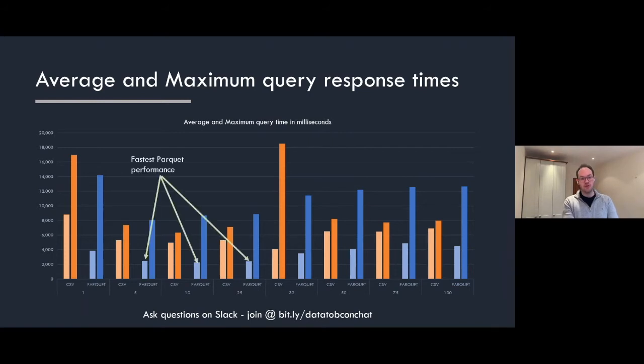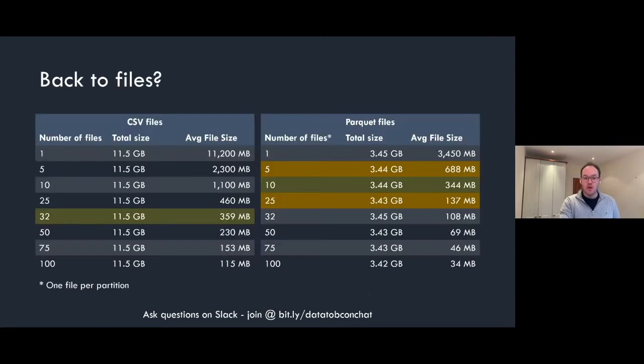First of all, Parquet performance is quite fast on 5, 10, 25 partitions or files. And I'm going to show what that looks like in terms of the file sizes in a second, because I think that's probably where the takeaway actually is. And CSV, on the other hand, actually is performing best on the 32 partitions, which I think is interesting because it also means that those file sizes potentially line up. So let's go back to the file sizes.